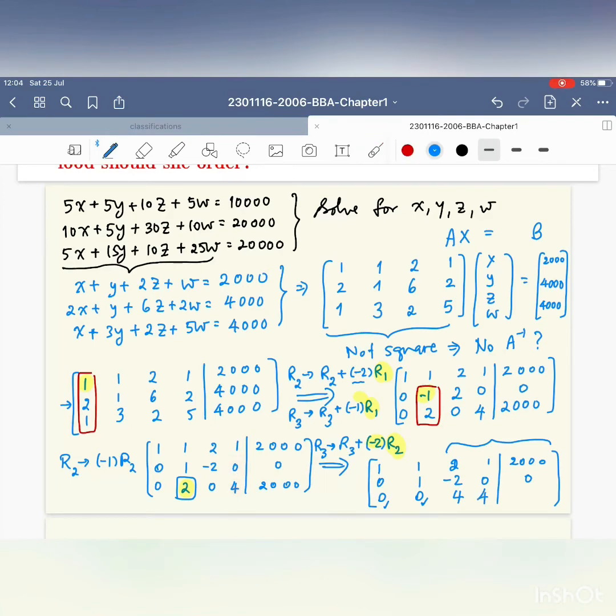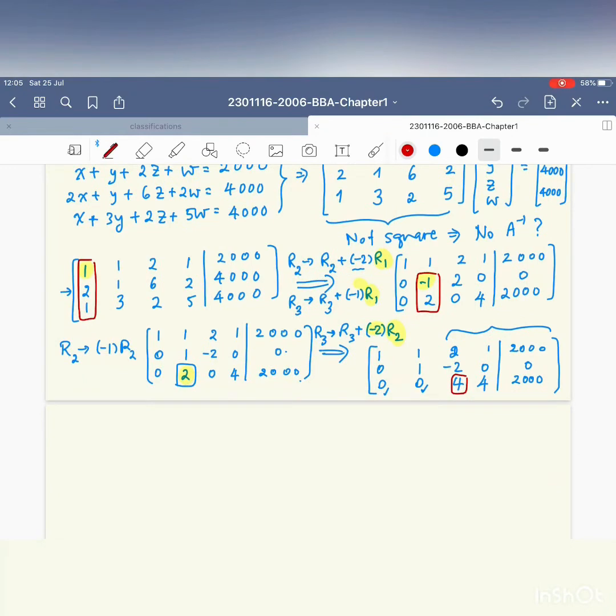And there you got a 0 and a 2,000. So you have another 2,000, right? Next, you are going to look at your third column. And the last, the third position of your third column, it needs to be 1, so you just change it a little bit. So your R3 becomes 1 over 4 R3.